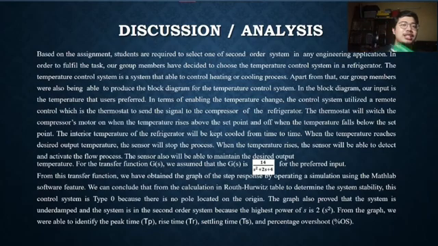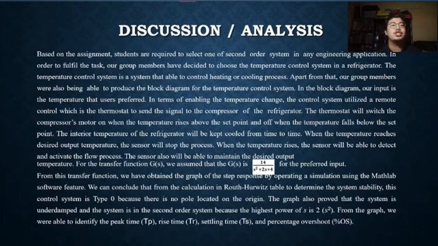Now for the discussion and analysis. In terms of enabling the temperature change, the control system utilizes a remote control, which is the thermostat, to send the signal to the compressor of the refrigerator. The thermostat will switch the compressor's motor on when the temperature rises above the set point, and off when the temperature falls below the set point. So the interior temperature of the refrigerator will be kept cool from time to time.